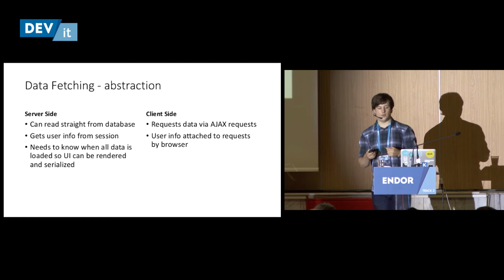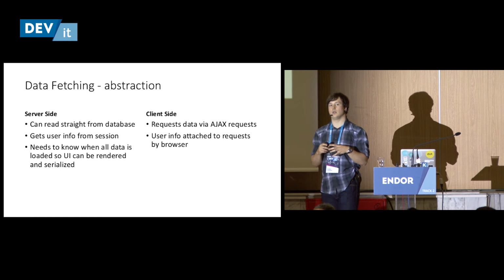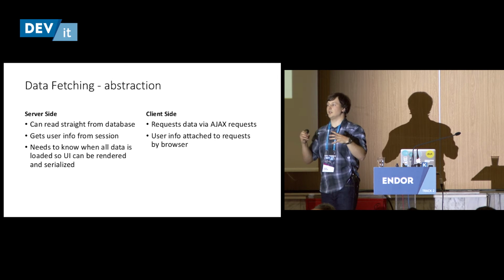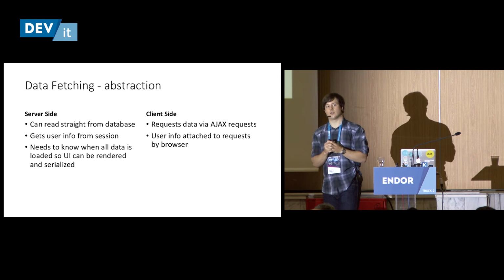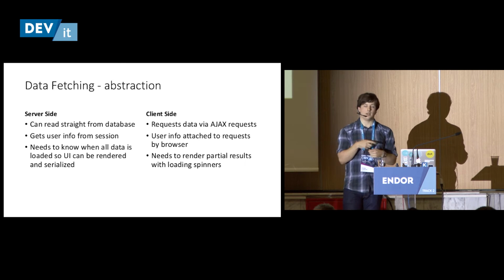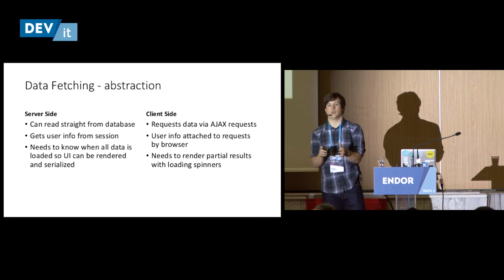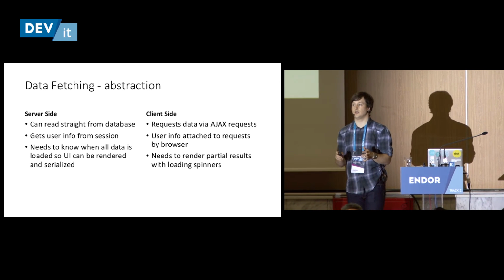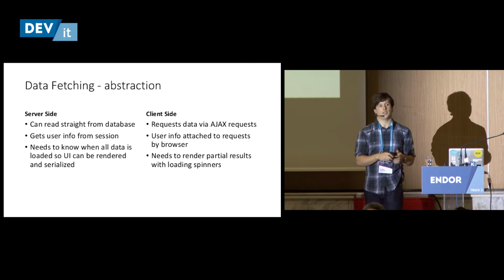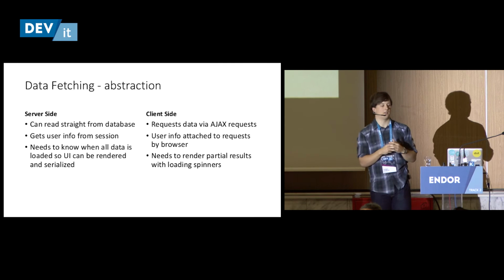On the server side, we need to know when all of the data is loaded. We need some way of knowing when we have enough data to render the entire page and send it to the browser. Whereas on the client side, we need to be able to render in between states. We need to render the partial result as soon as some data is loaded, or even before any data is loaded. We want to render the shell of the application with loading spinners and the like.